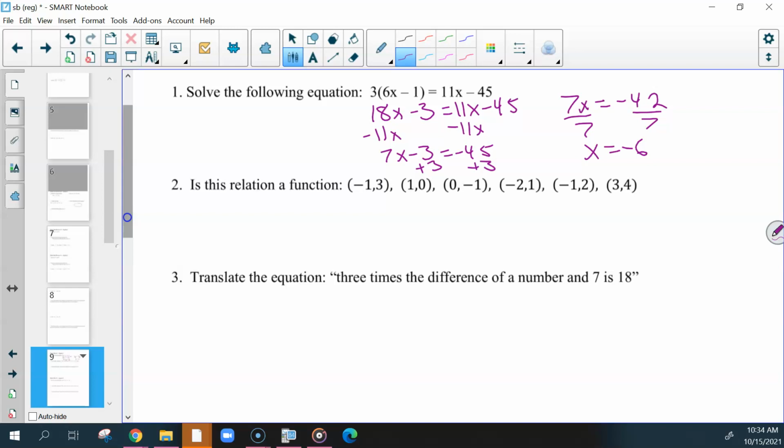For number 2, you may have had to dig way back in the back of your memory to remember what a relation function is. But if you have the same x going to different y's, so like in this case, we have this -1 going to 3 and this -1 going to 2, this would not be a function.